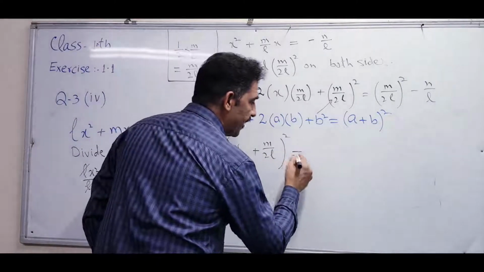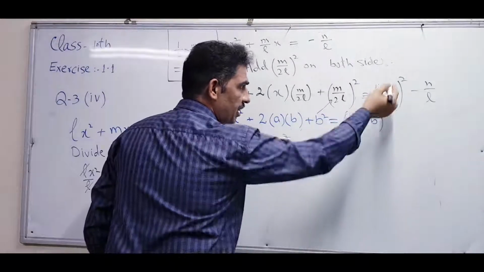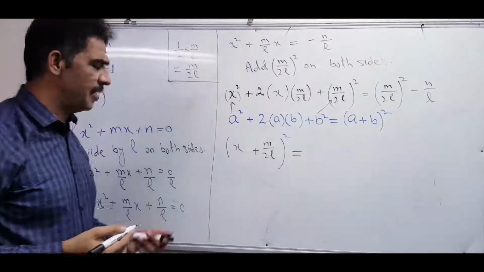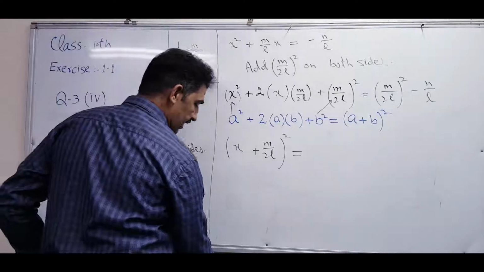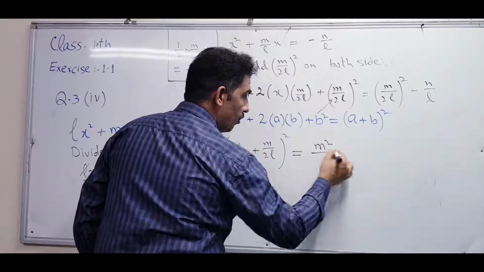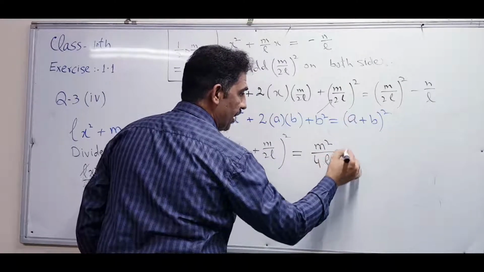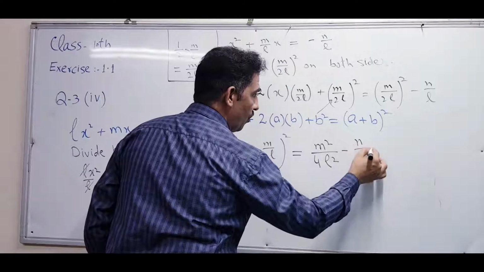So, equal sign. Here, expand its square because there is no sign of addition, so just simply multiply it by itself. So m square over 2 square is equal to 4L square, is equal to L, and minus n over L.